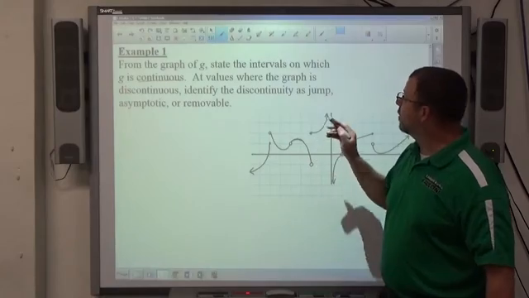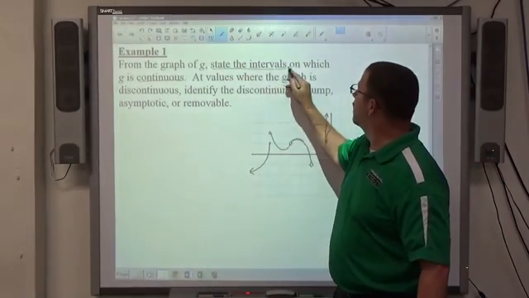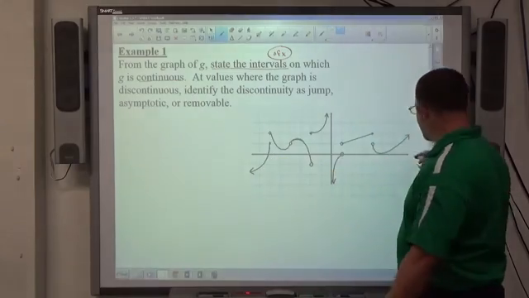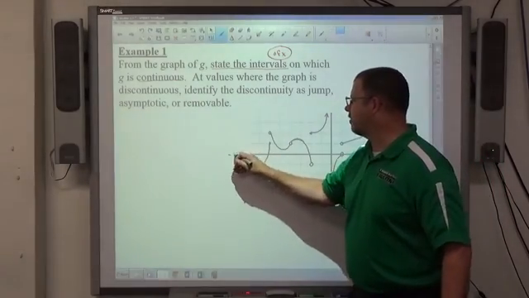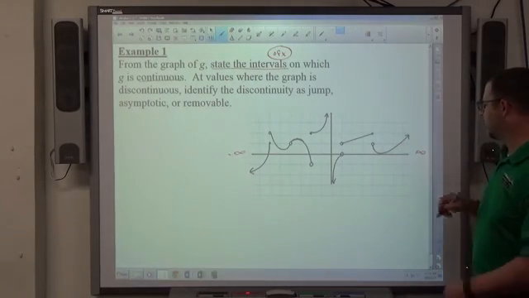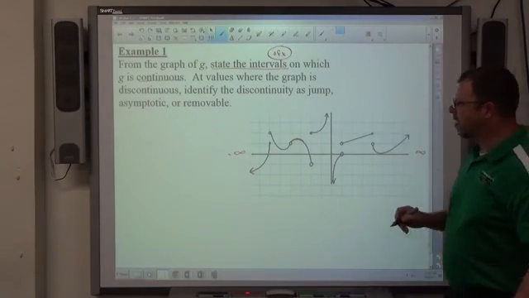What I care about when it says state the intervals is intervals of x. So we're worried about the x-axis numbers. Every graph starts at negative infinity if the arrow points left. It ends at positive infinity if the arrow is pointing right. And every x in between has to be accounted for.